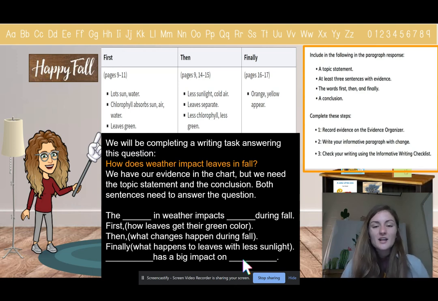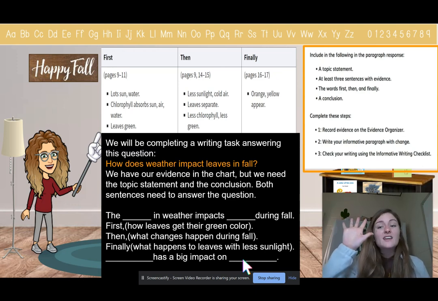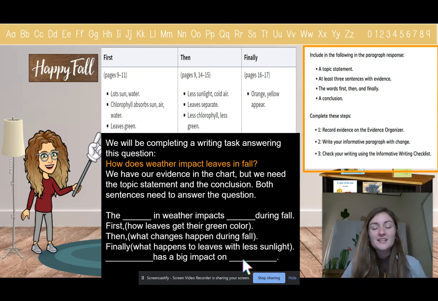All right, second grade Smarties, that is it for today. I can't wait to work on these informational paragraphs with you. Remember, with our informational paragraphs, we need a topic statement, 3 sentences with the juicy evidence, and that conclusion that wraps up our writing.